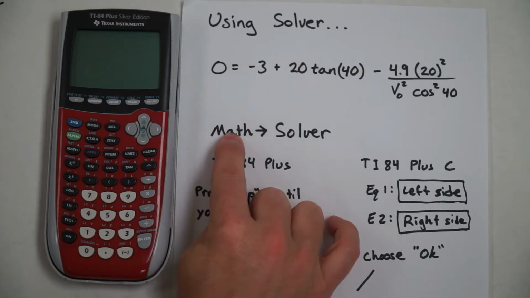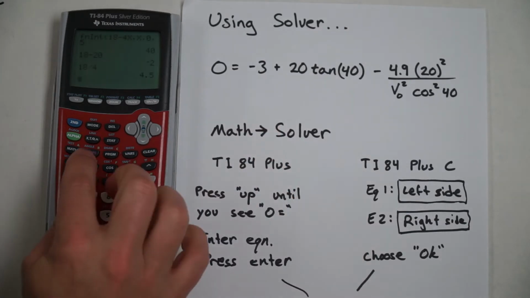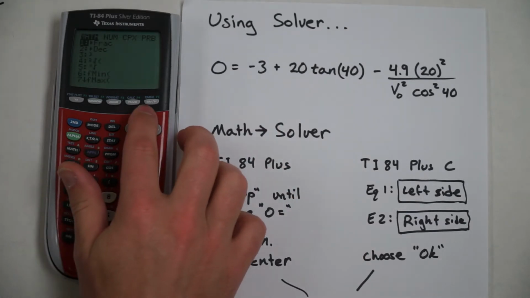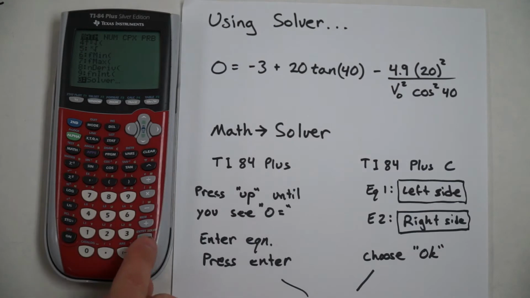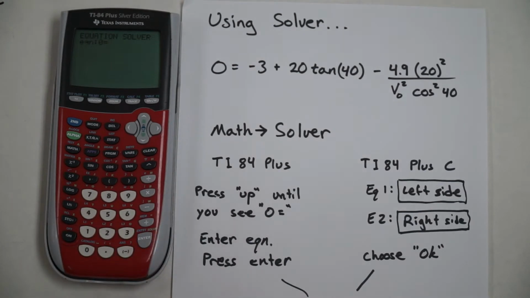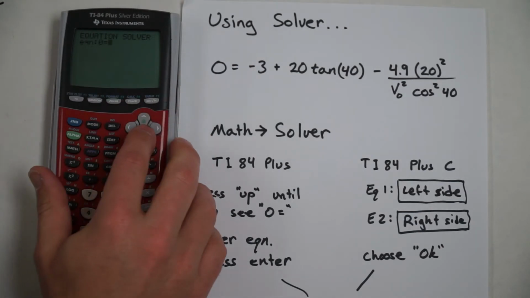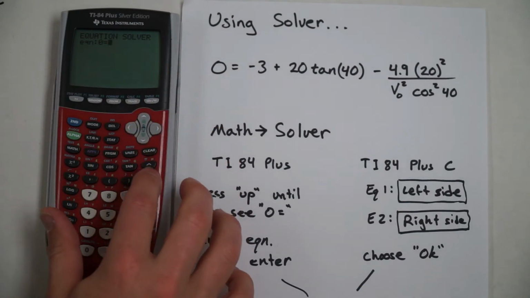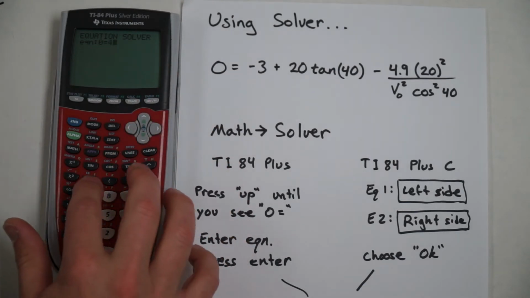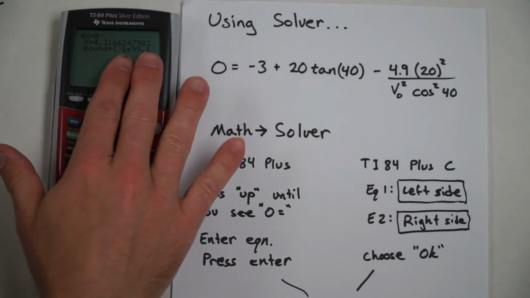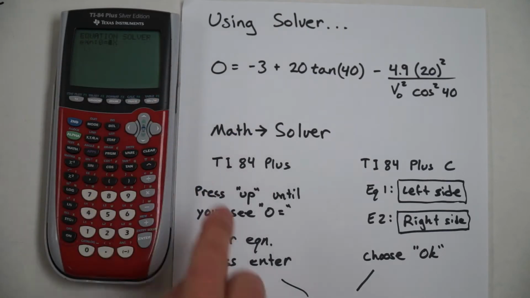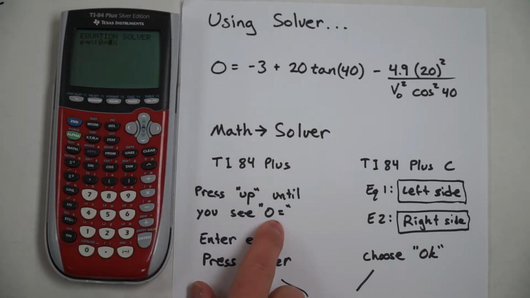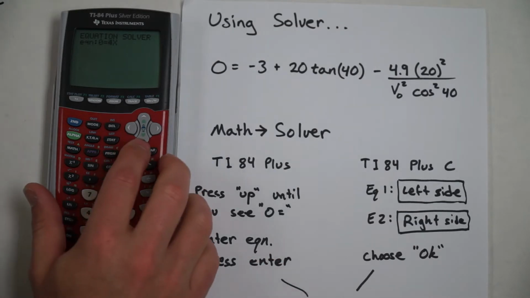So first thing we've got to do is open up Solver. In order to do that, we go under Math and Solver. Math is all the way at the bottom, so if you just press up, it'll take you right to the bottom. Choose Solver. And if yours doesn't pop up 0 equals, maybe you have something in there already. Your screen might look like this. Just press up until you see 0 equals. It's at this point you're going to enter your equation and press enter.